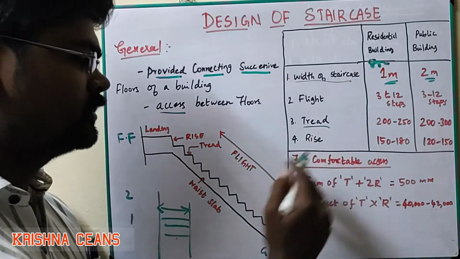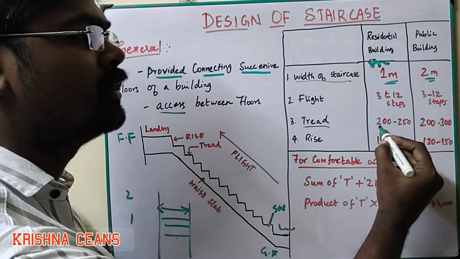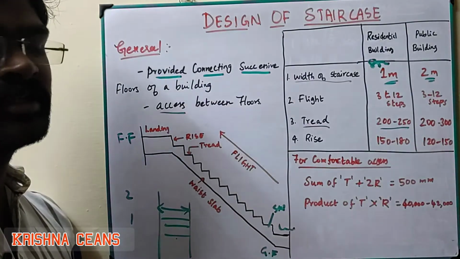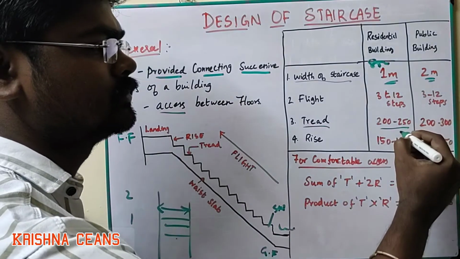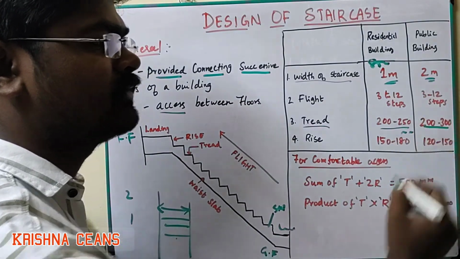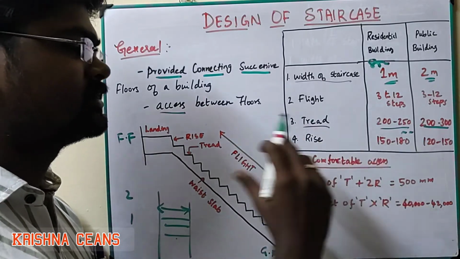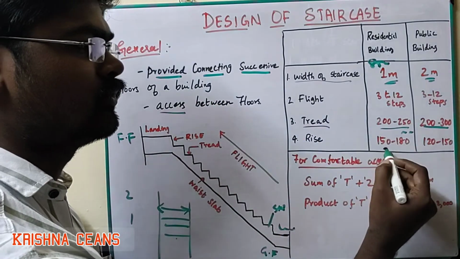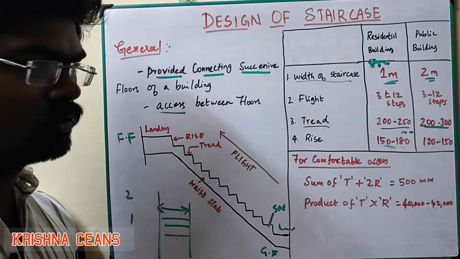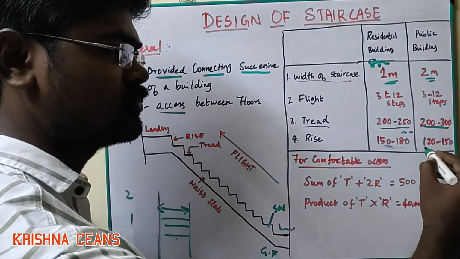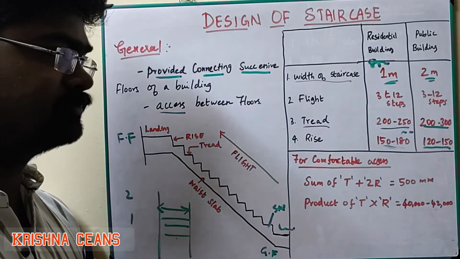The tread portion is where we land our foot, on the horizontal portion. In a residential building we will provide 200 to 250 mm, whereas in a public building we can provide 200 up to 300 mm. The rise is the vertical portion. In a residential building we have to provide at least 150, and a maximum of 180 mm. In a public building we have to provide 120 to 150 mm.